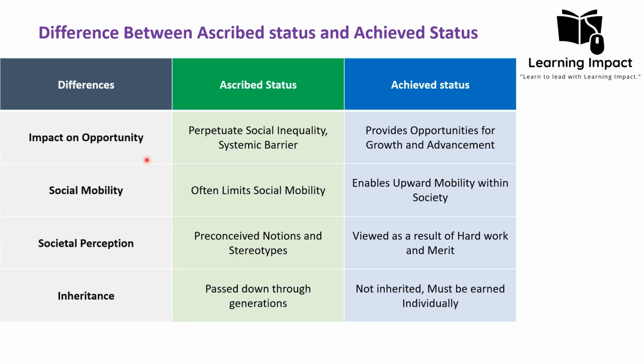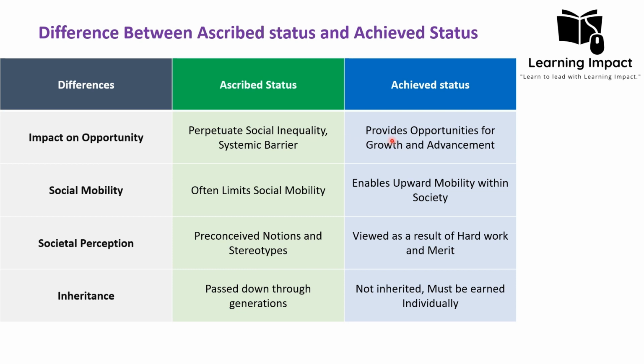Then another difference is, for example, impact on opportunity. Ascribed status can impact opportunity. For example, it can perpetuate social inequality and systemic barriers. If an individual is born, for example, I am a girl, I'm born a girl, so it can lead to limited opportunities for me, as I'm born in Pakistani society. So there are jobs that are considered imperfect for women. So we can say that there are limited opportunities just because of someone's gender. So it can be an example of ascribed status, which perpetuates social inequality. Or for example, if someone is born in a poor family, he has limited access to resources. This can lead to social inequality.